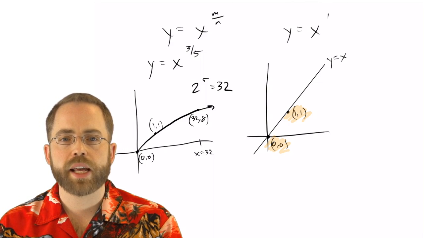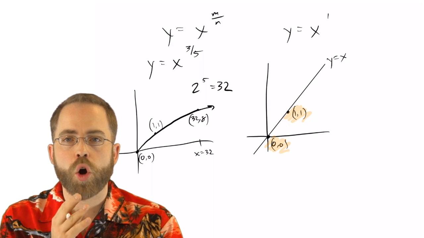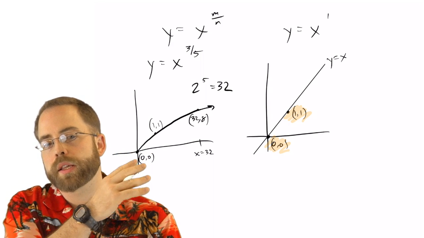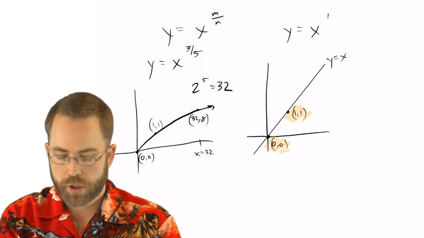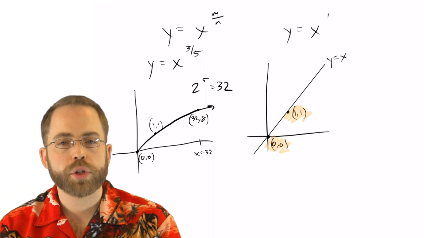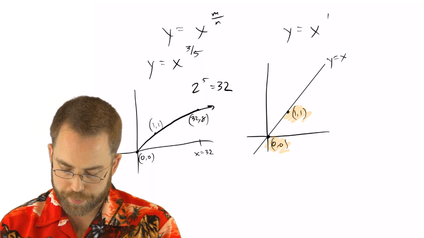So you can see that that is a point that is more over than it is up. The x's are increasing more quickly than the y's are. So I made a smooth curve and you can see what happened there.